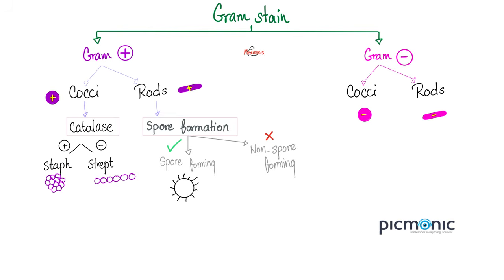I am a coccus. Well, are you catalase positive or catalase negative? What does that mean? Do you possess this enzyme? Oh, I have this enzyme. Then you are catalase positive. No, I do not have this enzyme. Then you are catalase negative. Staphylococci are catalase positive, but Streptococci are catalase negative. What the flip is a catalase?